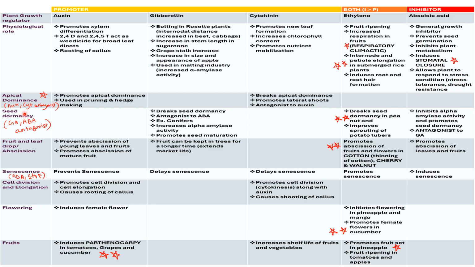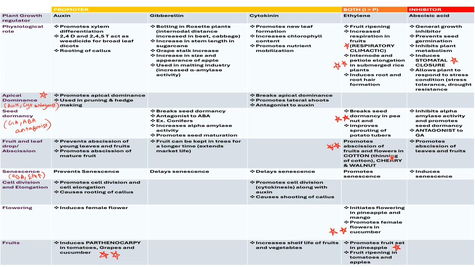Coming to apical dominance, it is promoted by auxin, that's why it is used in pruning and hedge formation, and broken by cytokinin. So auxin and cytokinin are antagonists to each other. Cytokinin promotes lateral shoot formation. Seed dormancy is broken by gibberellin and induced by abscisic acid. But in peanuts, seed dormancy is broken by ethylene. Okay, fruit and leaf abscission is prevented by auxin and gibberellin, but it is promoted by abscisic acid and also ethylene.